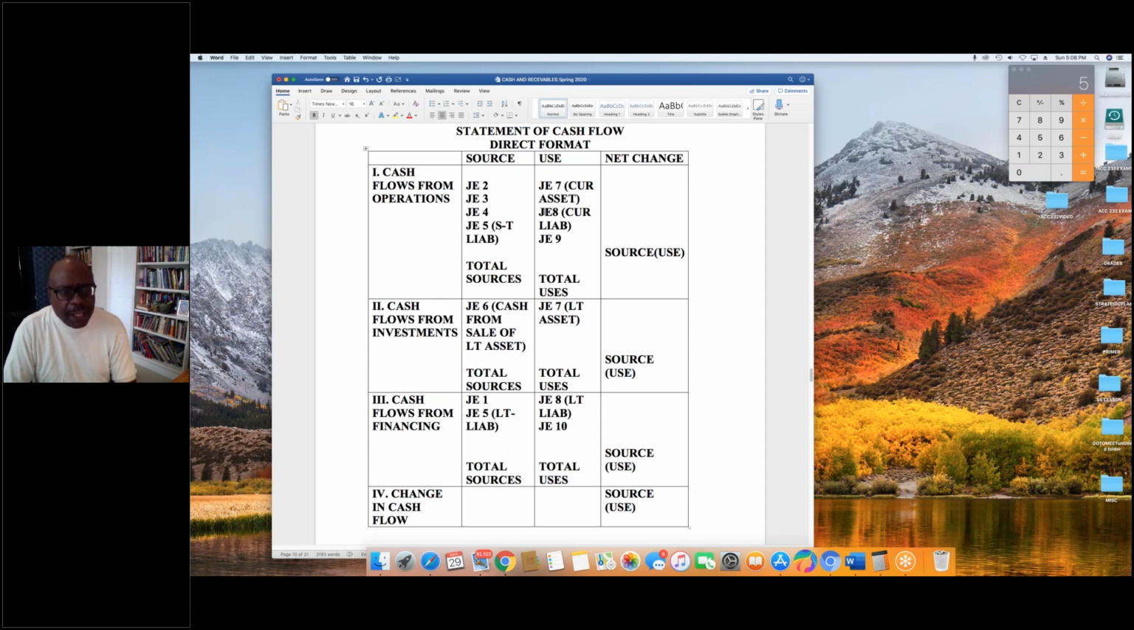For journal entries where cash comes in, they're going to be on the left side. Journal entry one is going to be a cash flow from financing, because that's how the company was started. Journal entries 2, 3, and 4, and 5, if it's a short-term liability, are going to be sources from operations. Journal entry 6, cash from the sale of a long-term asset, will be in part 2. And then the cash flows from financing sources, either what we invested in a long-term debt.